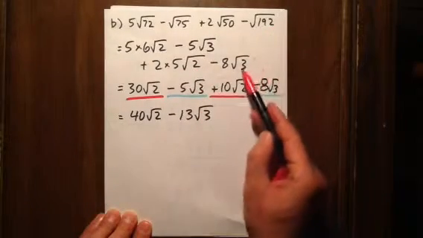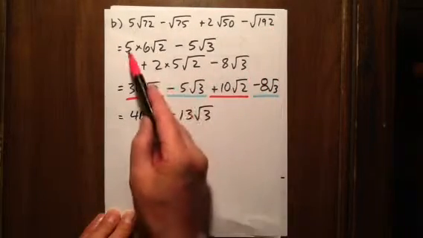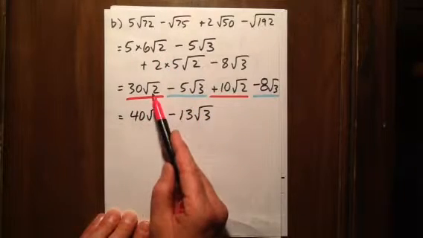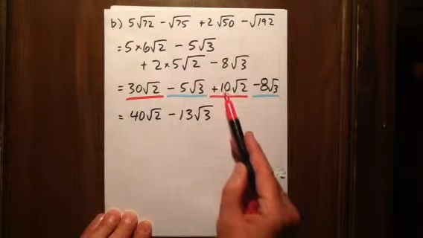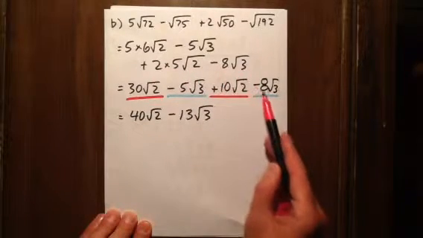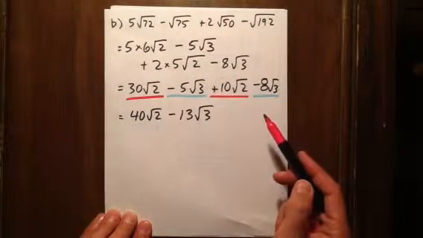And root 192 is 8 root 3. So 5 times 6 root 2 is 30 root 2. This stays like it is. 2 times 5 root 2 is 10 root 2. And 8 root 3 stays like it is. And now we go to collect like terms.